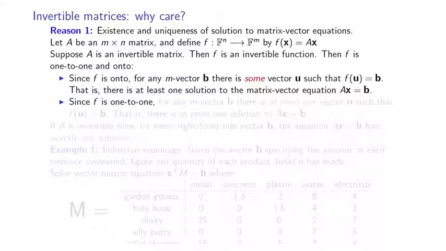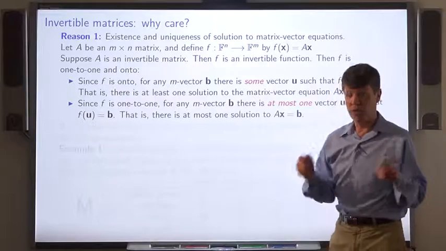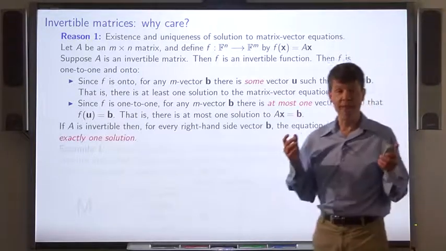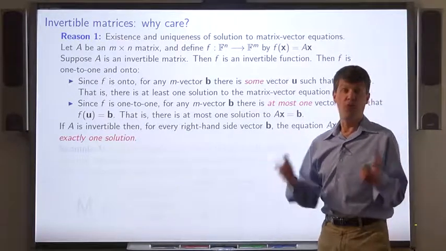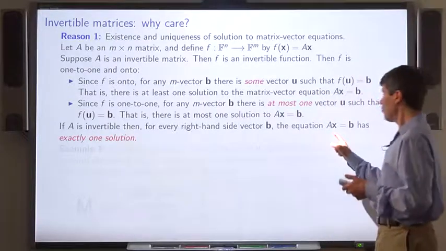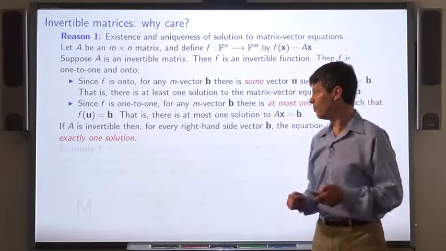Now, since f is 1 to 1, for any vector b in the codomain of f, there's at most one vector u in the domain that maps to b under f. That is, there's at most one solution to the matrix vector equation Ax equals b. So if A is invertible, then for every right-hand side vector b, for every vector b in the codomain of this function f, the matrix vector equation Ax equals b has exactly one solution.